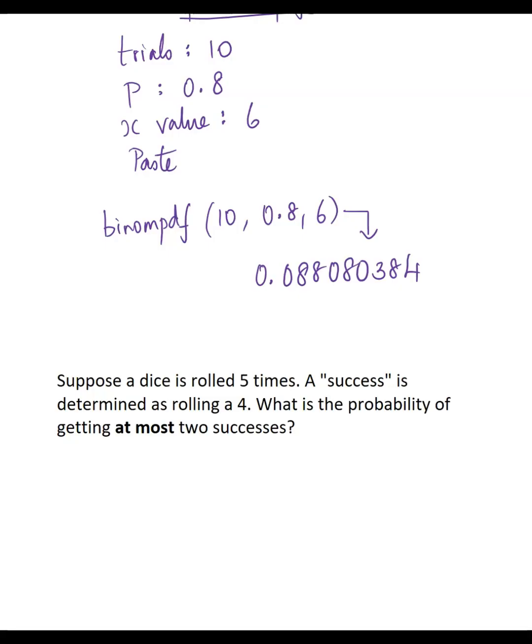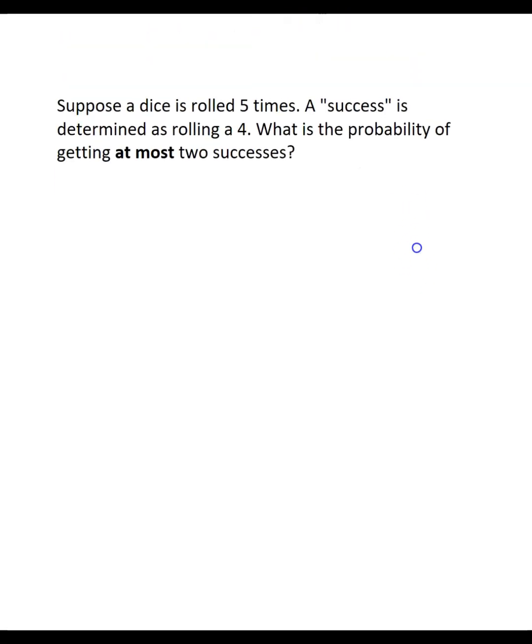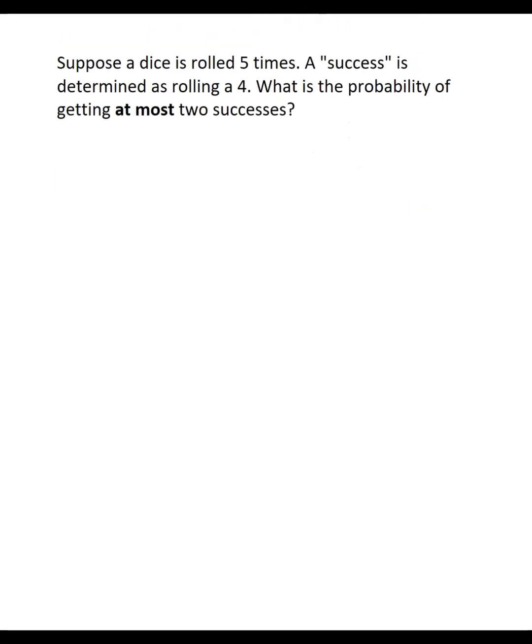So here's the next problem. Suppose a dice is rolled 5 times. A success is determined as rolling a 4. What is the probability of getting at most 2 successes?